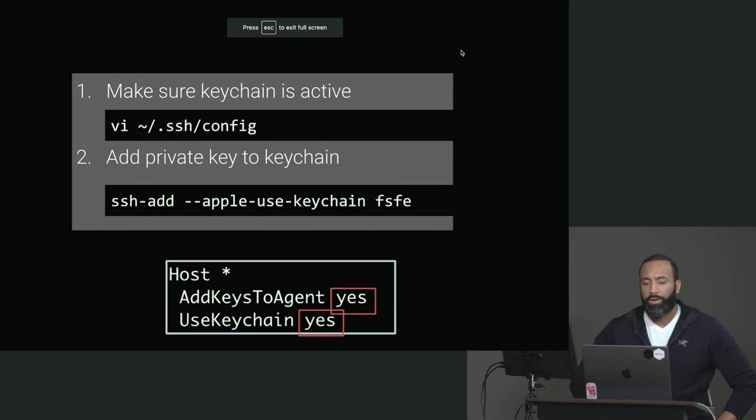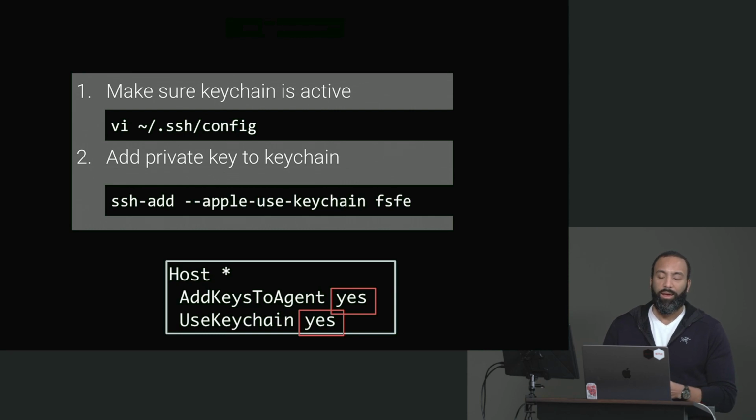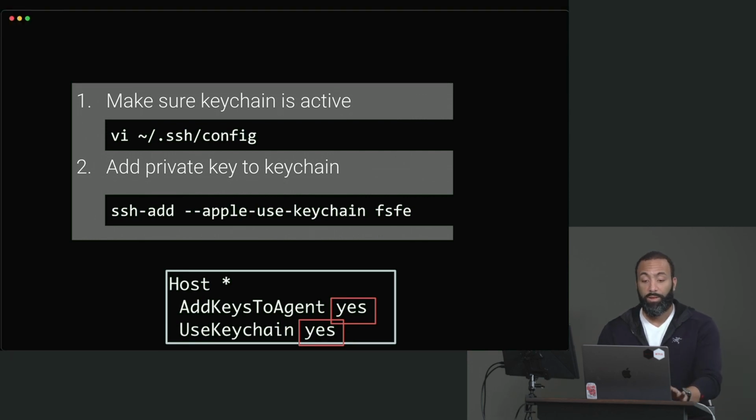You know what I didn't like? I'm pretty lazy and I want to shortcut as much as I possibly can. I don't want to have to specify my identity file every single time. I think SSH should pick that up by default. So we can do that by modifying our SSH config.